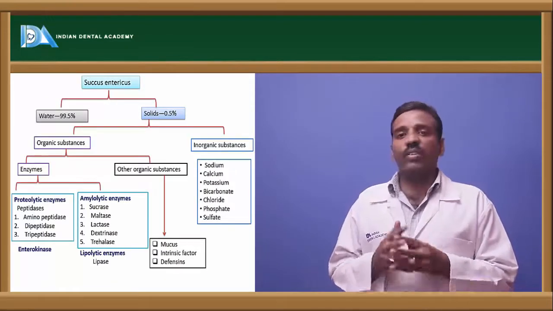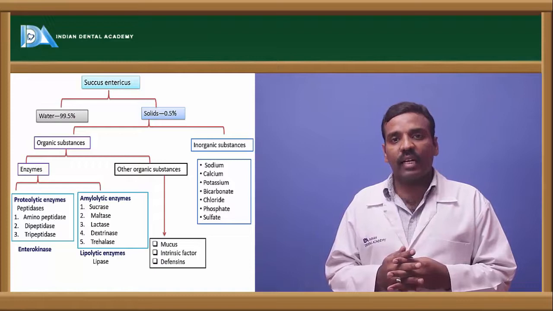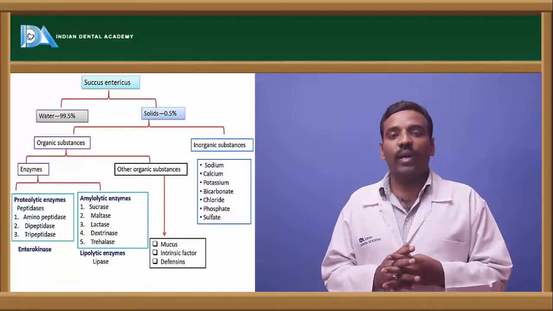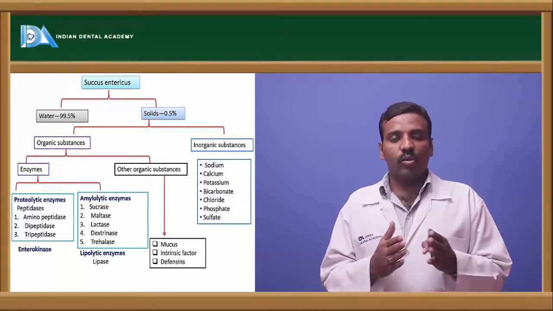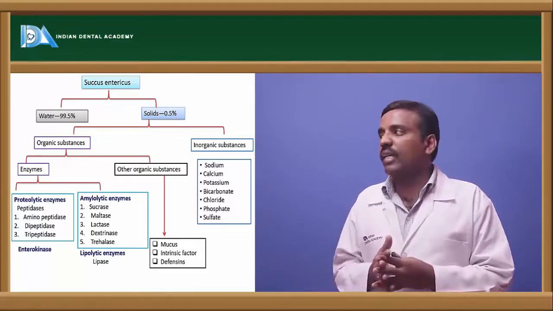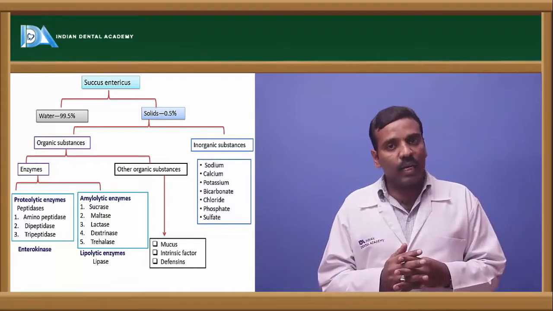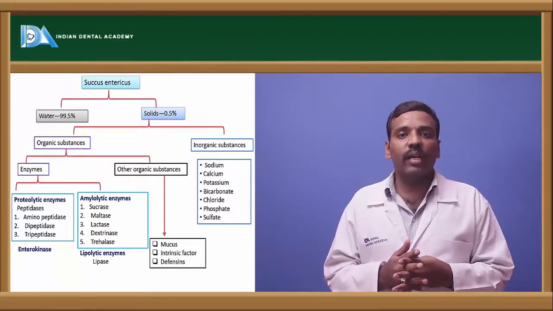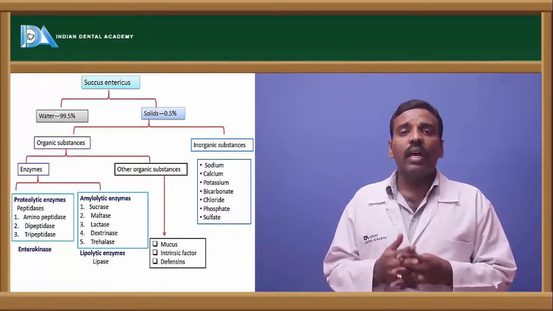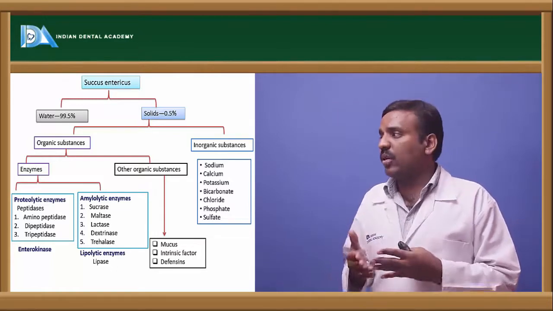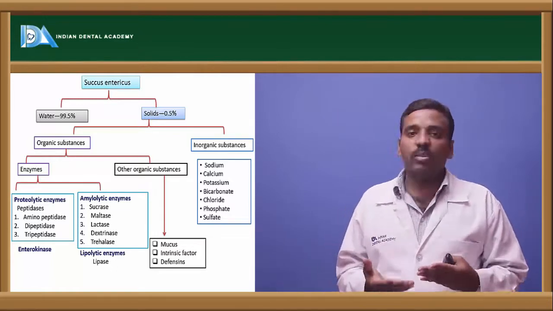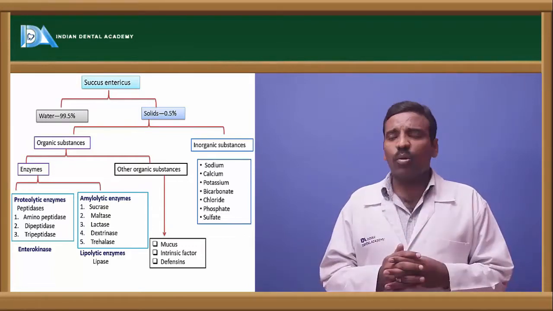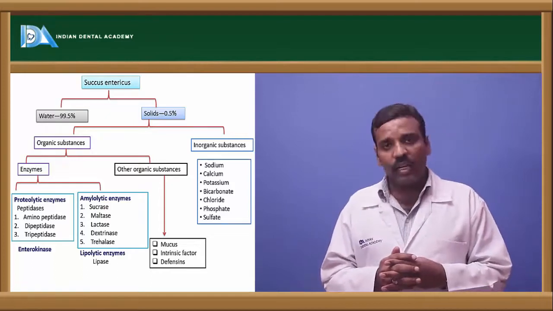Okay, and next, the composition of the succus entericus. Water is about 99.5% and solids are about 0.5%. Water is water, there is no division, and the solids are again divided into two types: organic components and inorganic components. The inorganic components are minerals like anions and cations, such as sodium, potassium, calcium, bicarbonates, chlorides, phosphates and sulfates. And the organic components are enzymes and other organic components.